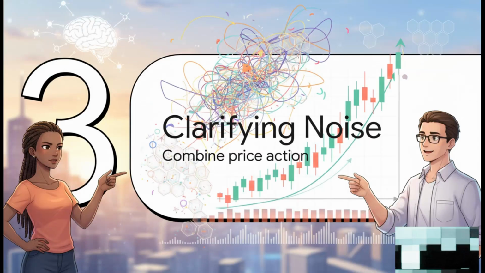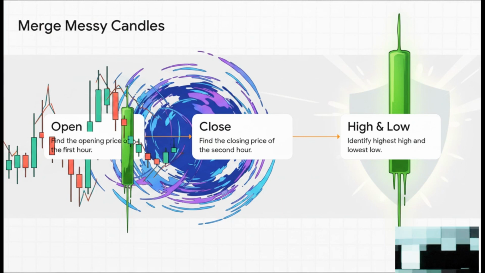All right, Section 3, Clarifying Messy Price Action. Let's be real for a second. If you stare at a 1-hour chart, sometimes it doesn't look anything like those neat textbook patterns we just talked about. It just looks like chaotic, choppy noise, which is incredibly frustrating when you're trying to apply a study plan. But there's a crucial trick here: knowing how to filter that noise by combining multiple time frames.